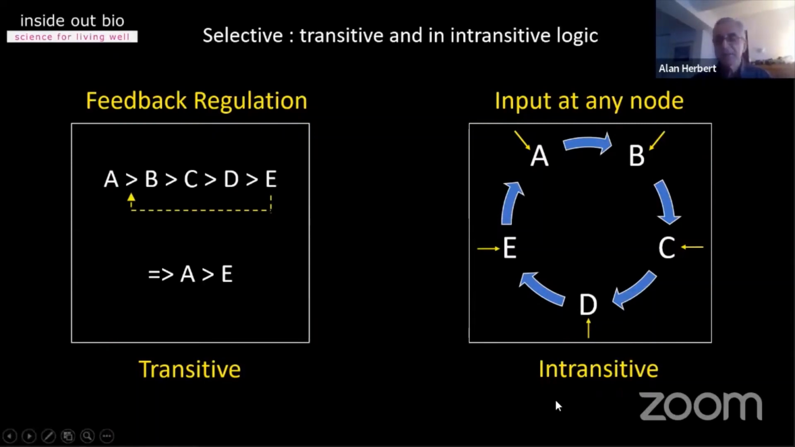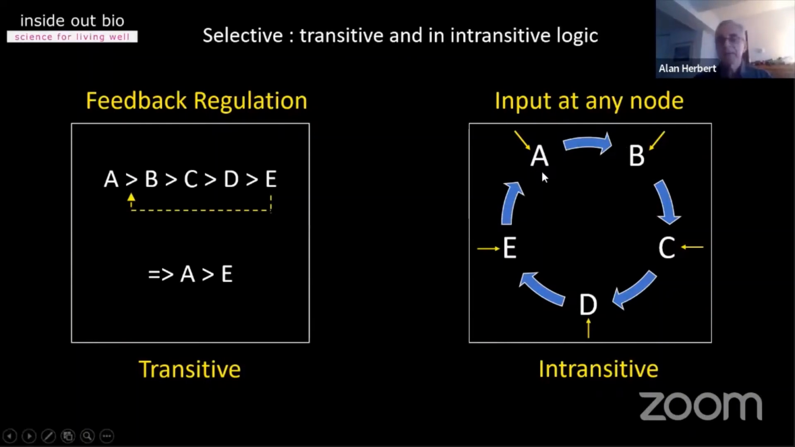Most of the responses are intransitive, where in this situation, E can actually dominate A. There's a game called rock, paper, scissors, which illustrates intransitive logic, where two players make a hand symbol, either a rock, a paper, or a scissors. Rock beats scissors, scissors beats paper, and paper beats rock. Depending on what the other player plays, one response will predominate, and other responses won't.